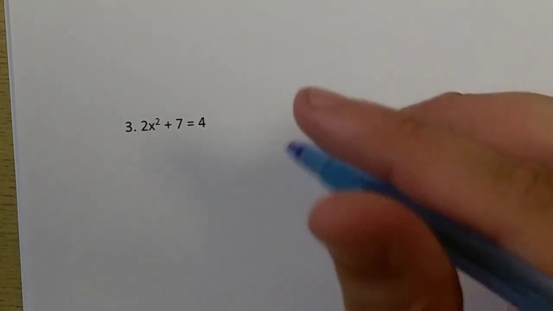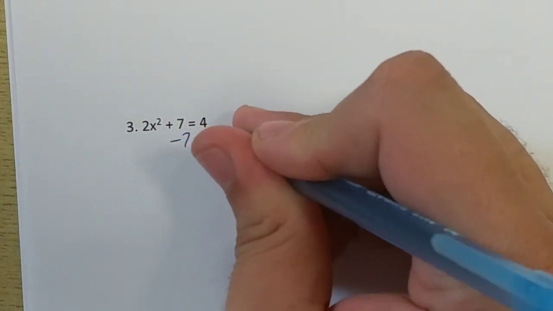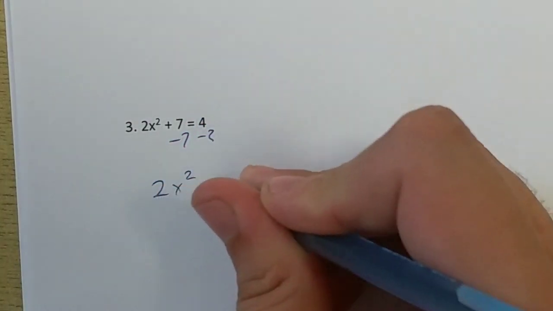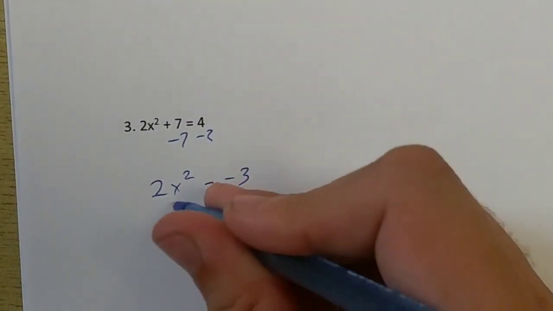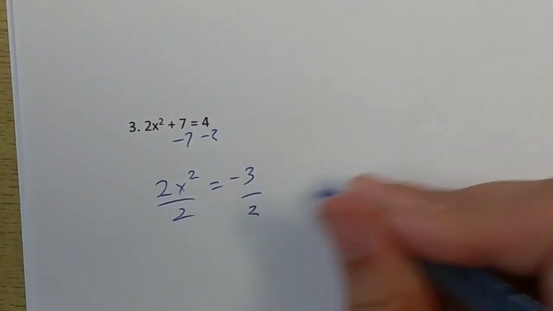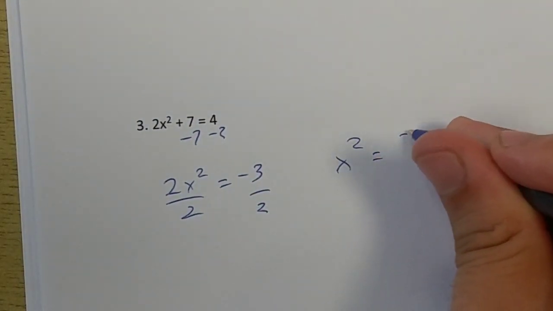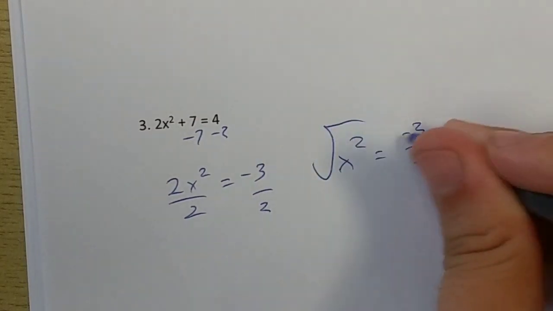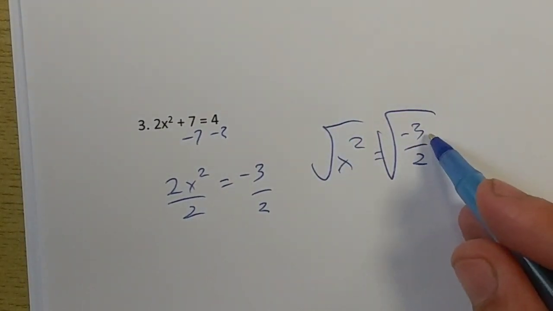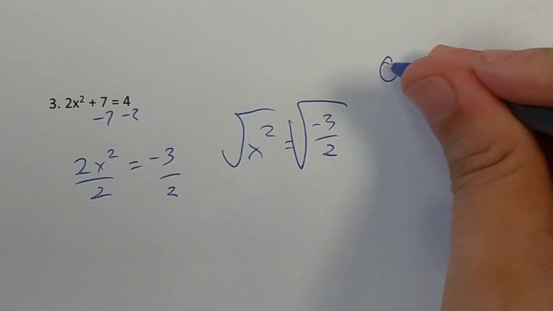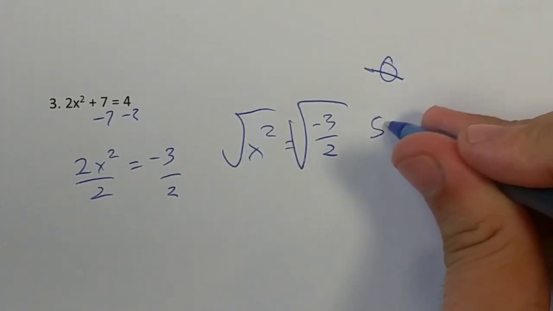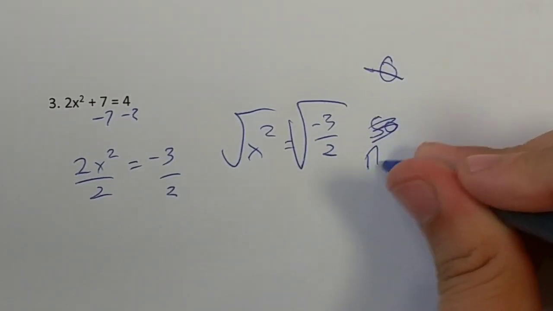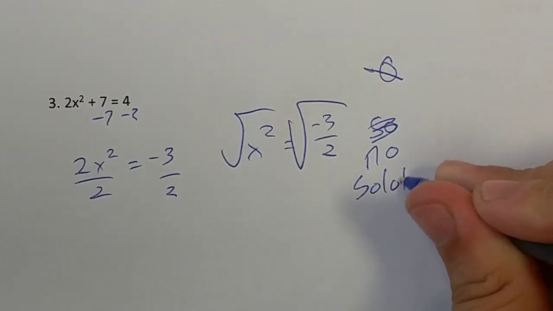Last one of this. Minus 7. 2x squared equals negative 3. Divided by 2. X squared equals negative 3 over 2. Whoa, big problem. Negative in my square root. No solution.